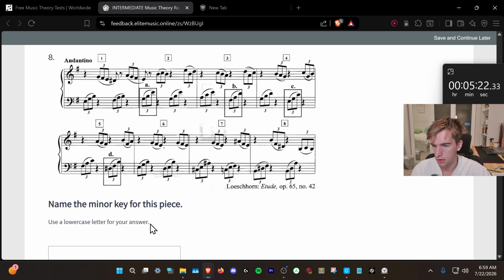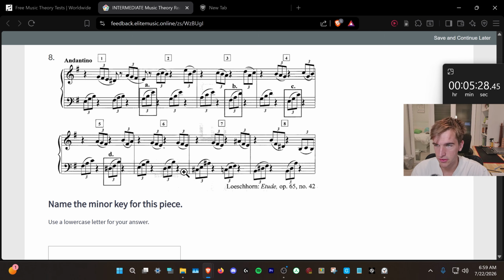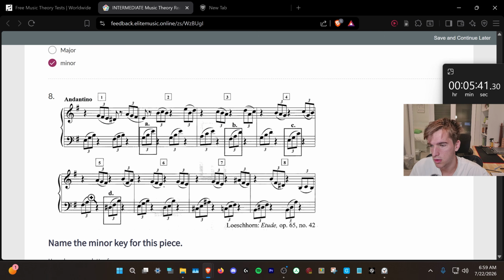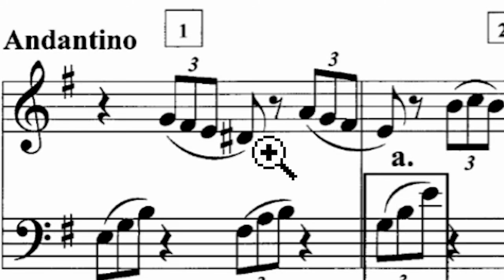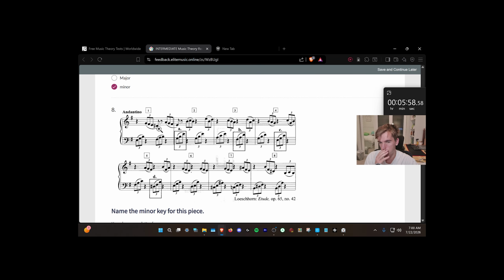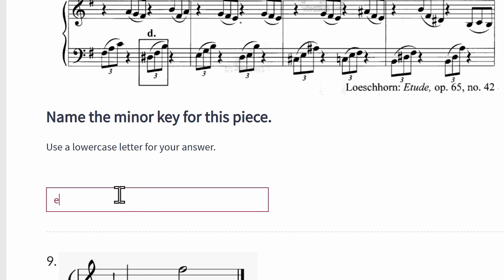Okay, name the minor key for this piece. Use a lowercase letter for your answer. You can just look it up. I'm obviously not going to do that. Okay, allora, andantino, the minor key. Wait, if it just has one sharp, then it's G major, which would make it E minor. What sharp is this? It's D sharp. Yeah, and there would be a D sharp in the melodic or harmonic minor. So I'm going to go with E minor. I'm just going to put E like this.